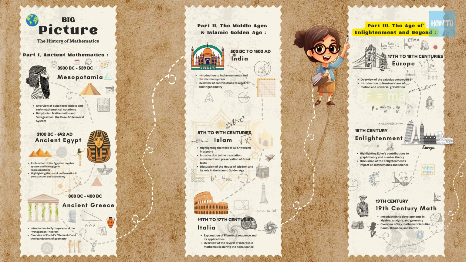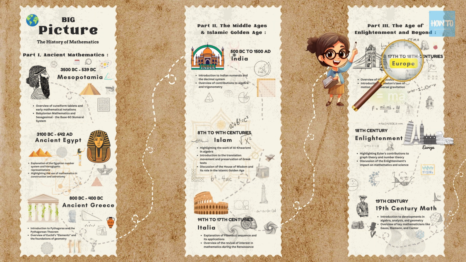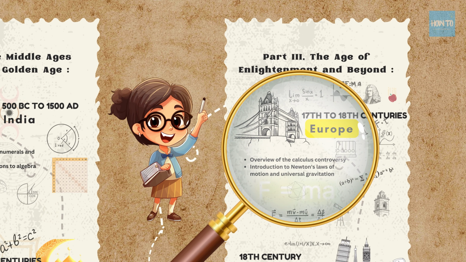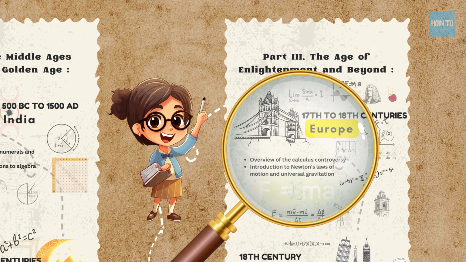Part 3. The Age of Enlightenment and Beyond. Segment 1. Newton and Leibniz. Step into the Age of Enlightenment, where Newton and Leibniz redefine the mathematical and physical landscape. Explore the calculus controversy and the birth of modern physics. The 2 main topics include 1. Overview of the calculus controversy. 2. Introduction to Newton's laws of motion and universal gravitation.